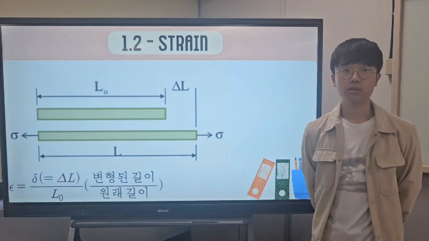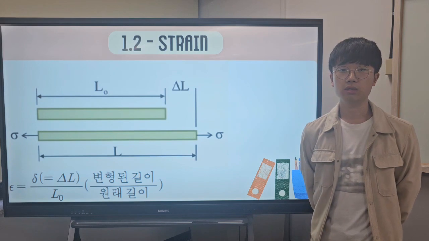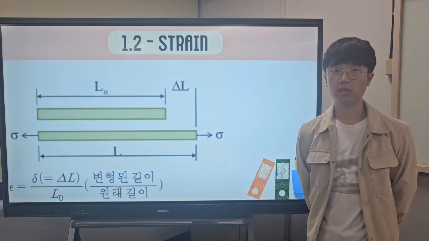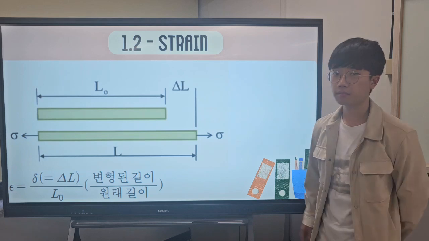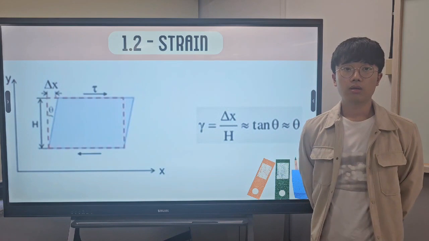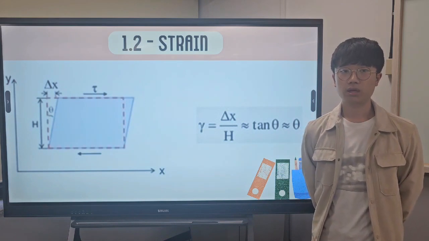And because the strain is the ratio of two lengths, it is a dimensionless quantity and has no unit. The tensile strain usually has a positive sign, and the compressive strain has a negative sign. The vertical strain is caused by the stress acting perpendicular to the element.